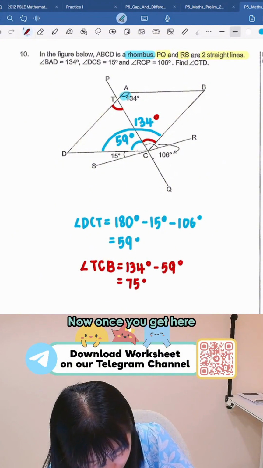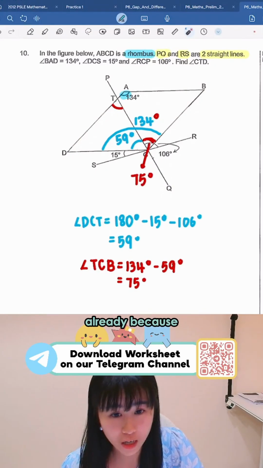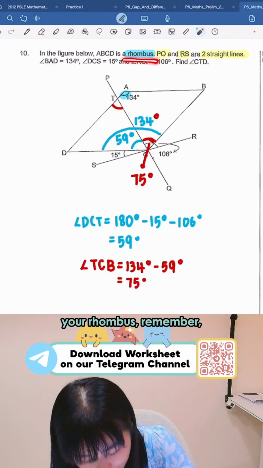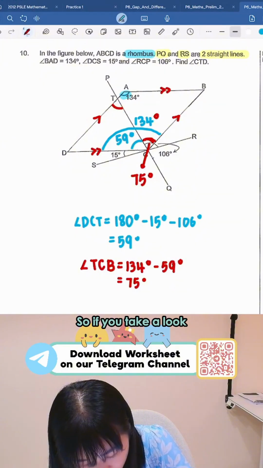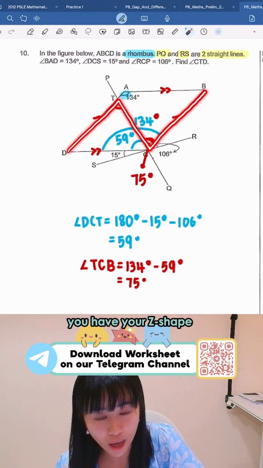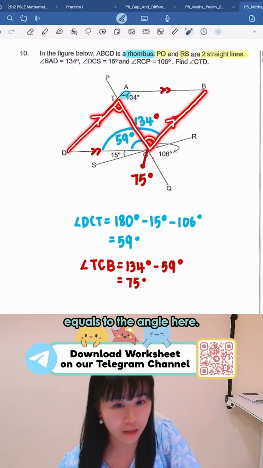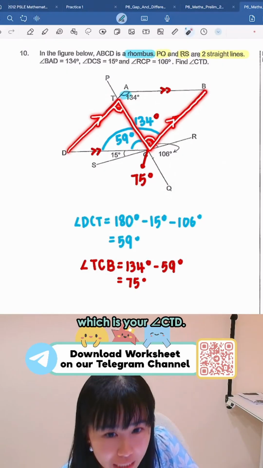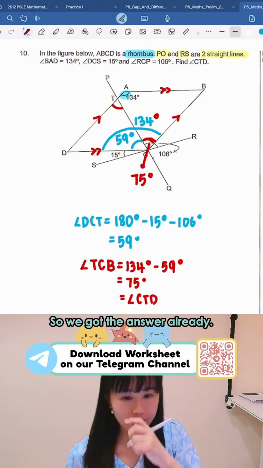Now once you get here, your 75 degrees, you actually got your answer already, because you want to find here. In your rhombus, remember, there are parallel lines on the opposite sides. So if you take a look like this, you have your Z-shaped parallel lines here, can you see? It means your angle here will be equal to the angle here. So once you get the 75, you actually got the answer, which is your angle CTD, which is what they want. Angle CTD. Yeah, so we got the answer already.